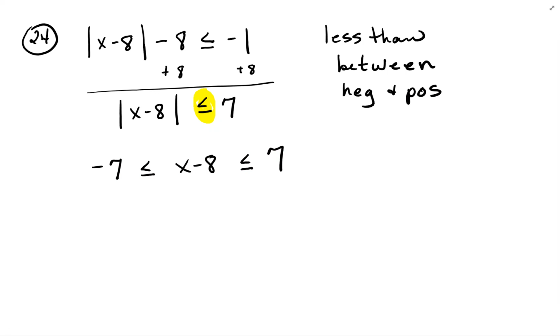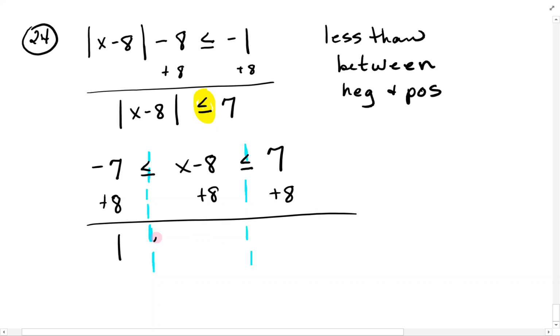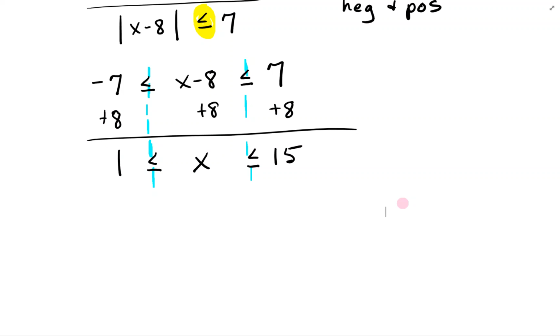I think when I teach this, I talk about looking at it as a three-part inequality. You want x by itself. So you're going to add 8 over here, add 8 over here. That gives me 1 less than or equal to x less than or equal to 15. It is between those. As far as an interval, blank comma blank, it is from 1 to 15.